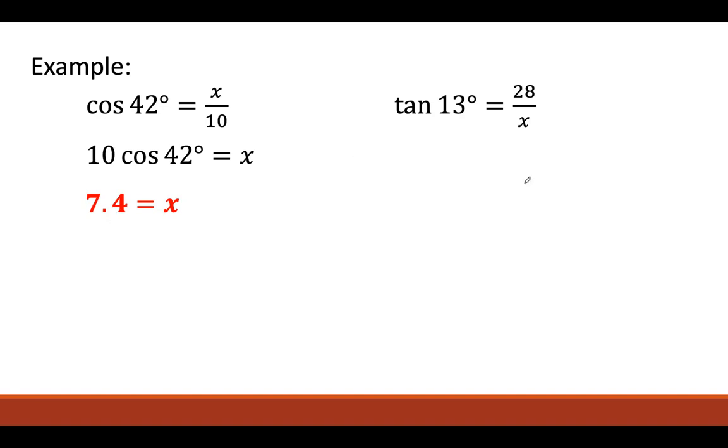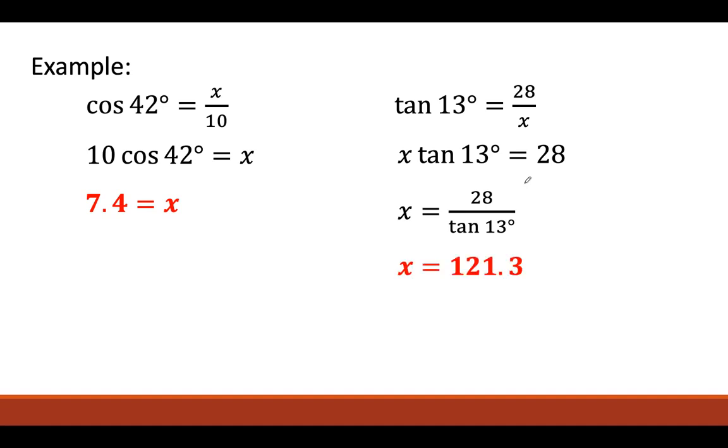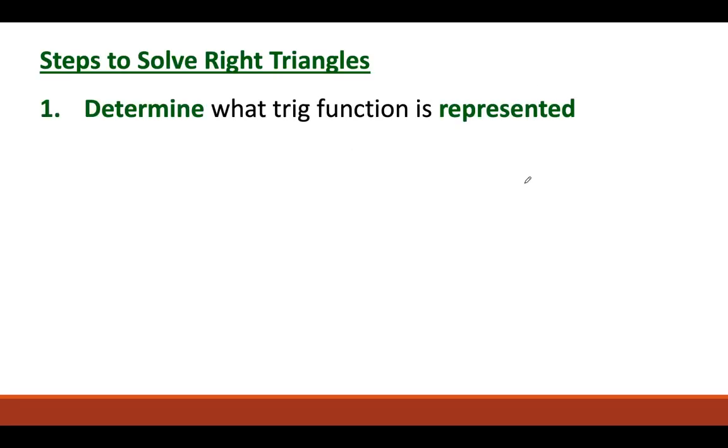Okay, on the other side, with tangent 13 degrees is equal to 28 over x, we have x in the denominator. So first, you would need to multiply both sides by x, and you would get x times tangent of 13 equals 28. Divide by tangent of 13, and you get x equals 28 over tangent of 13. Put that in your calculator, and you should get 121.3.